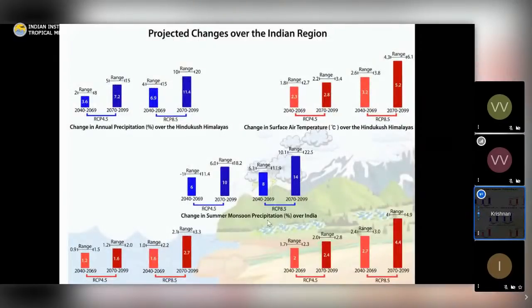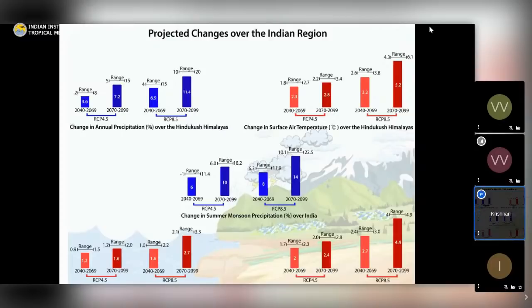The projection: we have told the change in the summer monsoon rainfall and temperature over India. We have a moderate scenario known as RCP 4.5, where we project about 2.4 degree warming by the end of this century, that is 2070 to 2099, and in the middle, around 2040 to 2060, about 2 degrees. Whereas RCP 8.5 is a very high emission scenario. I'll come to this; there are uncertainties we have to keep in mind. This is a very high end. This is not business as usual. It is a much higher scenario than that. This projects about 4.4 degree warming by the end of the century.